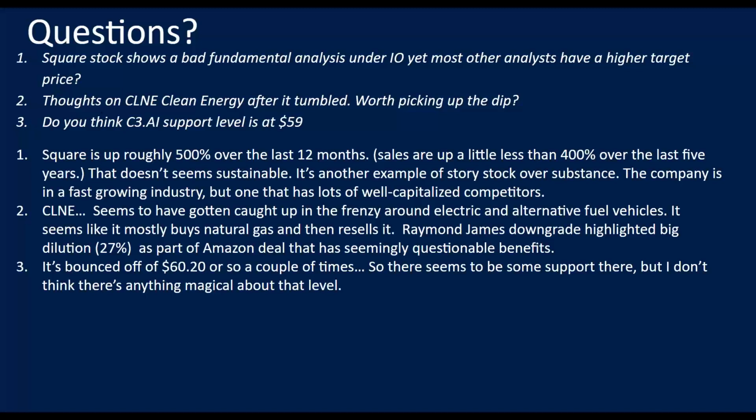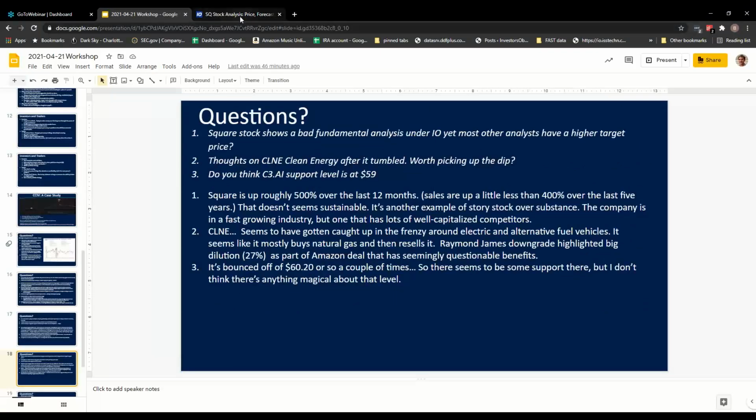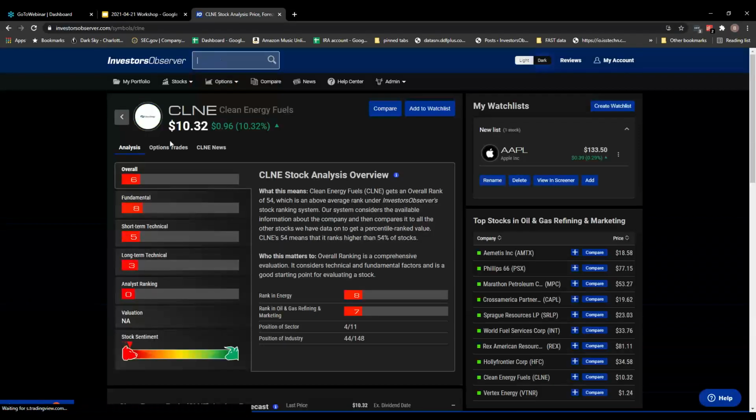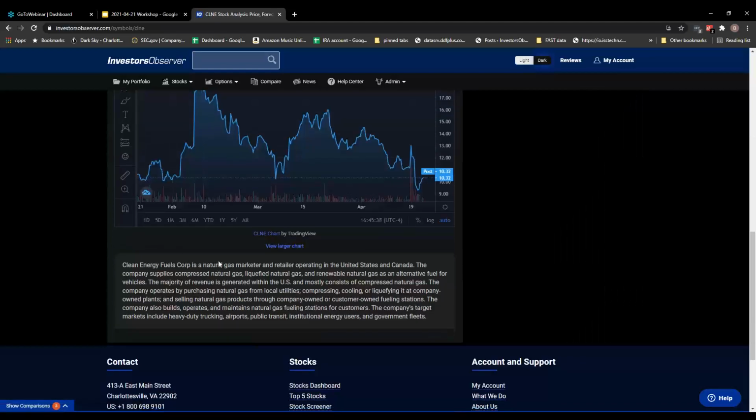All right, thoughts on CLNE, Clean Energy, after it tumbled. So Clean Energy is interesting. It seems they've gotten caught up in the frenzy around electric cars and alternative fuel vehicles. But the company description, and these typically come from company documents, says that it is a marketer and retailer of natural gas. And it buys natural gas from local utilities, does some stuff to it, and then resells it.